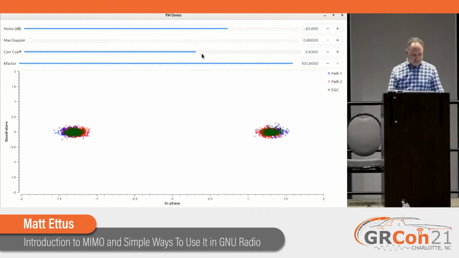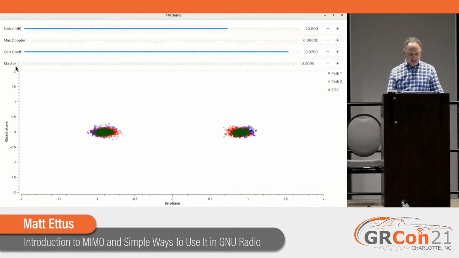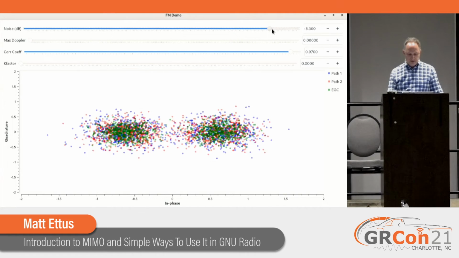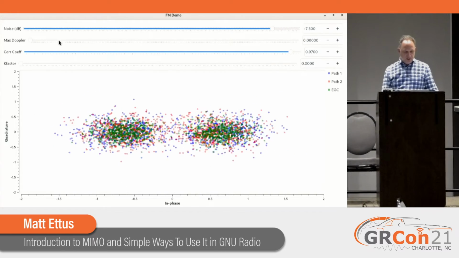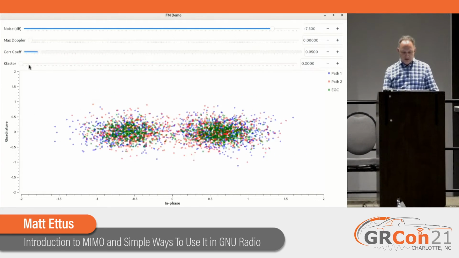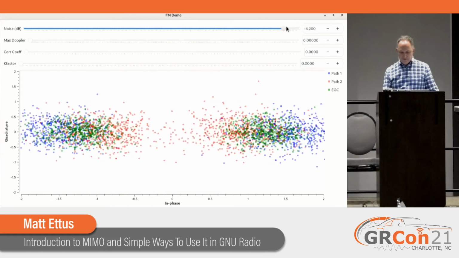So you can see actually if we turn up the correlation and we make the fading bad, as it drops out, you'll hear, and of course we have too little noise here. If you get more noise, you'll start to hear it click. But that's pretty good there. That's with high correlation.